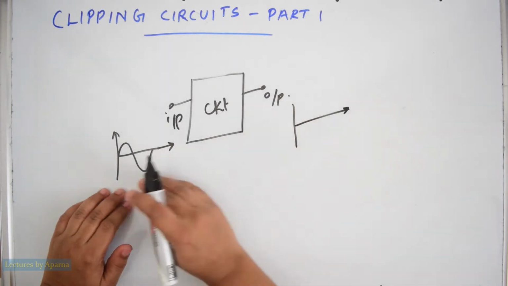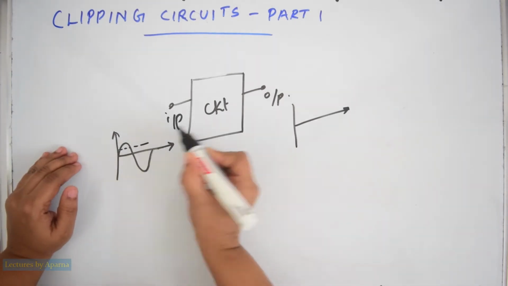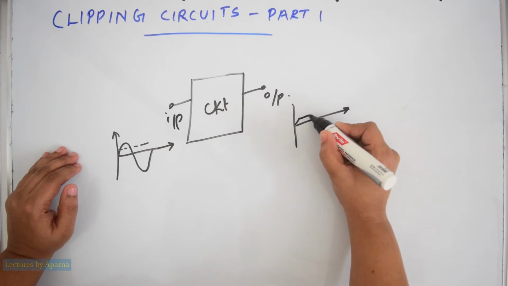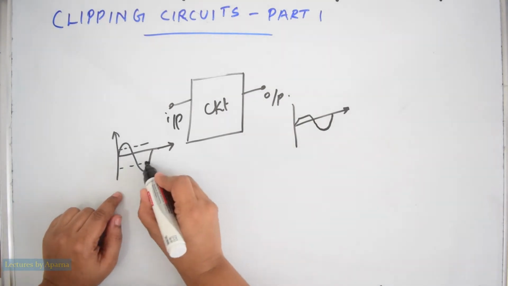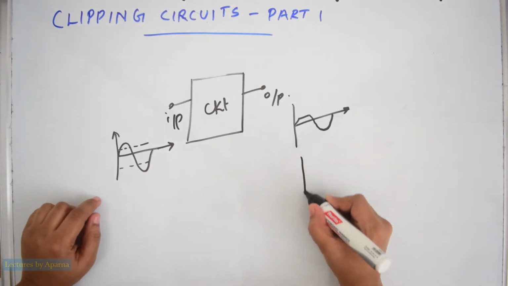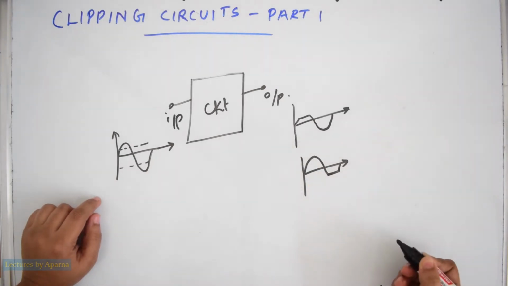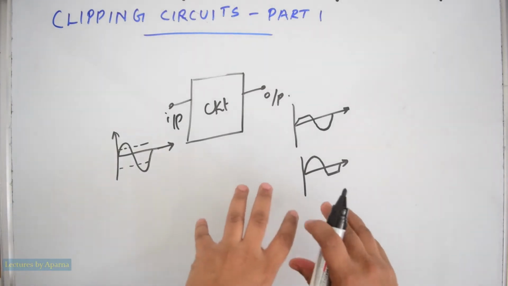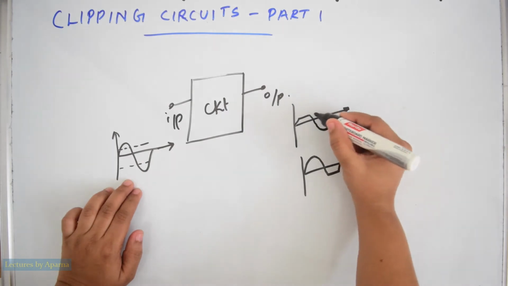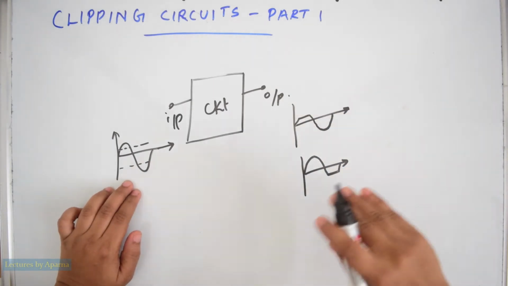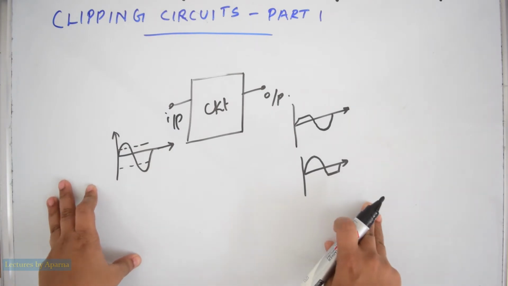A portion of the input wave will be clipped off. It may be at this portion, so the wave will look like this. Or sometimes it may be the negative half cycle, in which case it will look like this. Without damaging the rest of the wave, a particular portion will be clipped off or removed. This is the function of a clipping circuit.